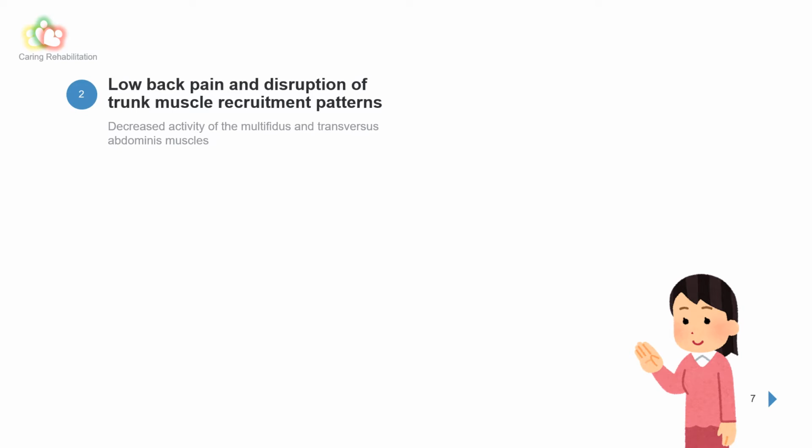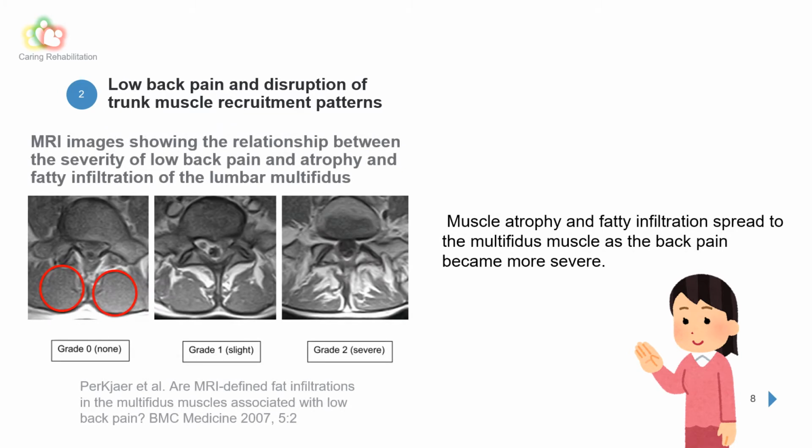Low back pain and disruption of trunk muscle recruitment patterns. There have been many reports of abnormalities in the local muscles of patients with low back pain. In patients with low back pain, multifidus muscle atrophy occurs and its cross-sectional area is reduced.